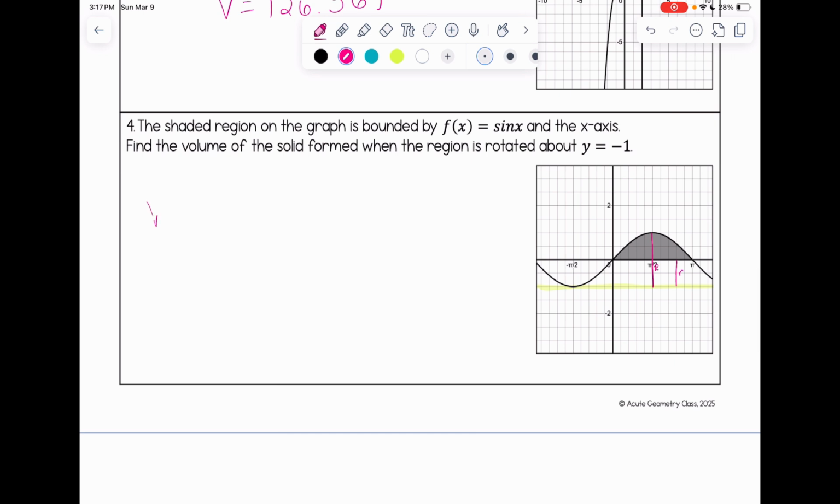All right, so that being said, we have v equals pi. Our bounds are 0 to pi. Big radius is sine of x minus -1 squared. Little radius goes from 0 to -1 squared dx. And I've already, again, gone to my calculator, evaluated this, and calculated that the volume was 17.501.